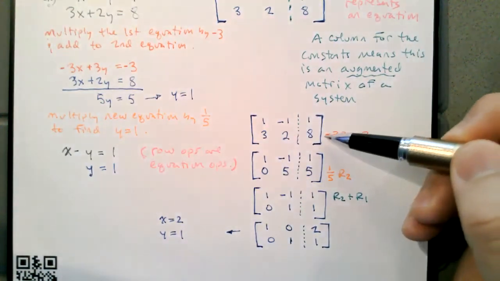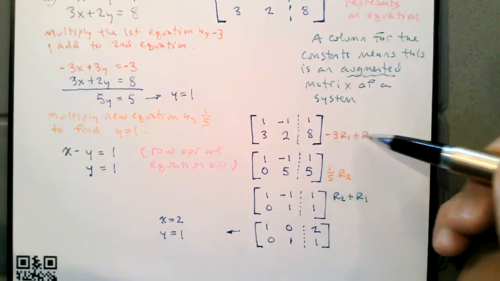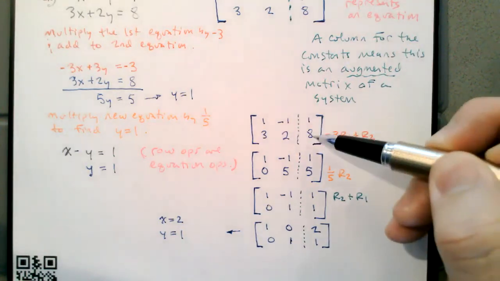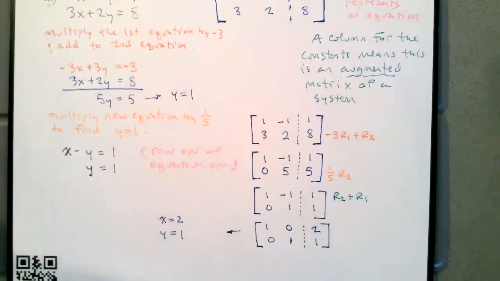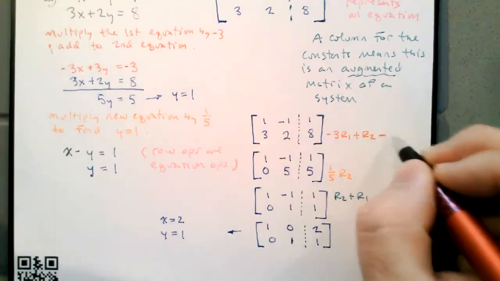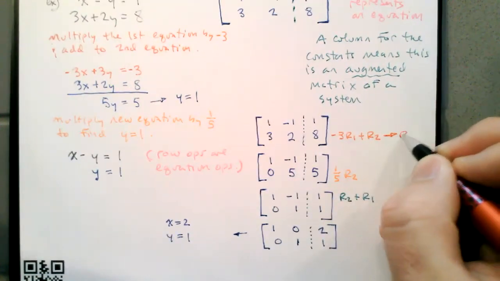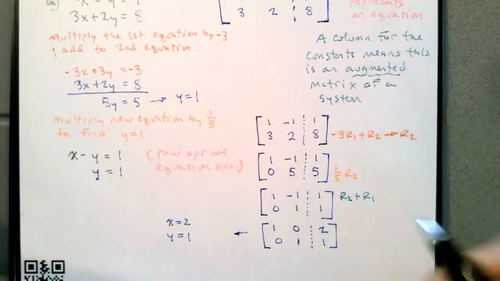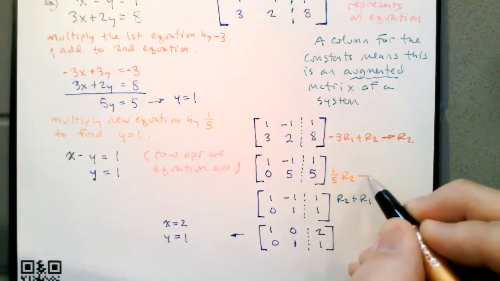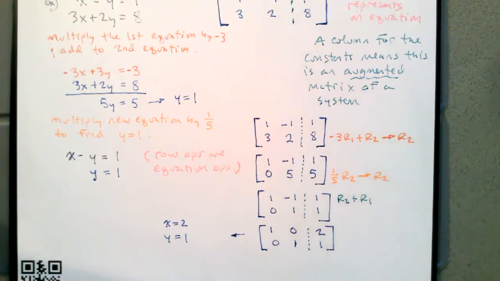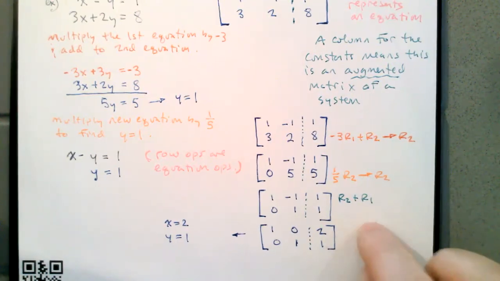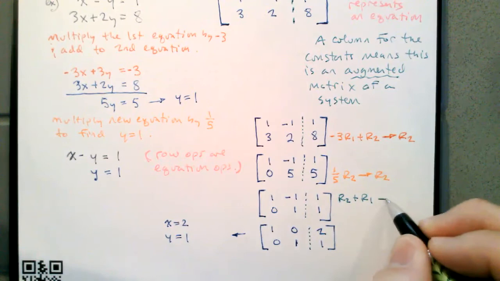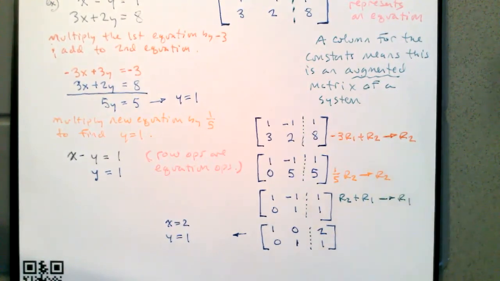I'm going to replace row 2. Sorry, in row 2, I write what I'm going to do: -3 row 1 plus row 2, and that's going to be my new row 2. Sometimes I'll write, since we don't have lines on the paper, this is my new row 2. Then I can say 1/5 of row 2 is going to be my new row 2. Then in this third step, I did row 2 plus row 1, and that became my new row 1. So you could put an arrow and say this is going to be the new row, or I usually just write it next to the row that's getting replaced.